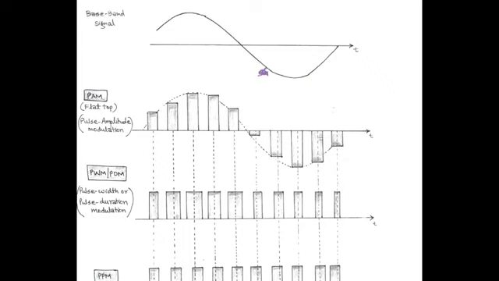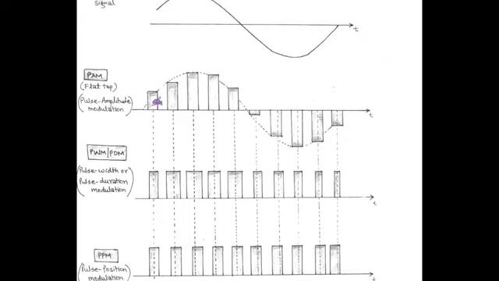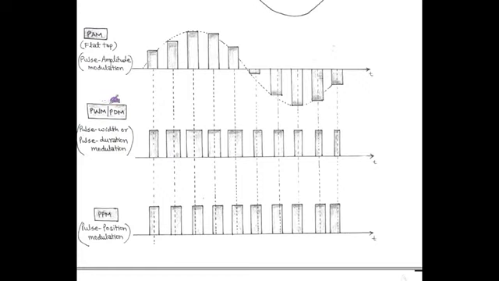So in PAM, width and position of each pulse are fixed, only amplitude varies according to the message signal. In PWM or PDM, position and amplitude remain constant, only the width or duration changes. And in pulse position modulation or PPM, both amplitude and width remain constant, only there is a variation of position of each pulse.